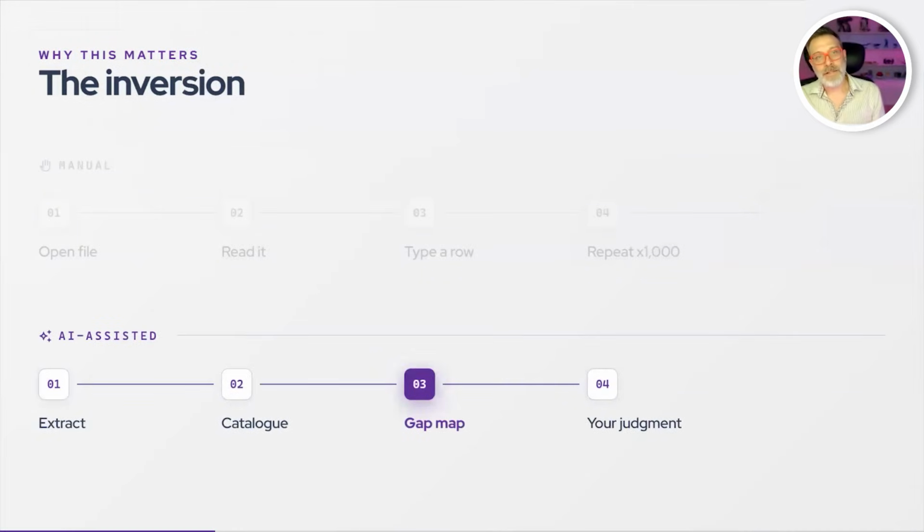So AI inverts that order. It does the reading and the counting cheaply and early. And the map builds itself as a byproduct of the structure. Your expertise goes into judgment instead of data entry. That inversion is the whole method. Everything else today is mechanics.